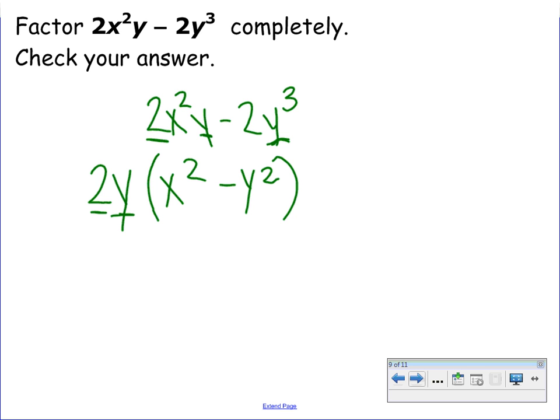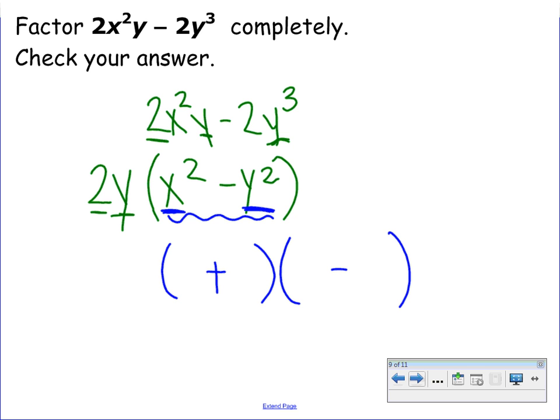Okay, now I want to look at what's in my parentheses, and I want to decide, can this be factored? Ooh, I see what we did yesterday. This is a perfect square. This is a perfect square. I have a difference of 2 squares. That can definitely be factored. My middle term would be that 0xy. So that tells me I'm going to need opposite signs.